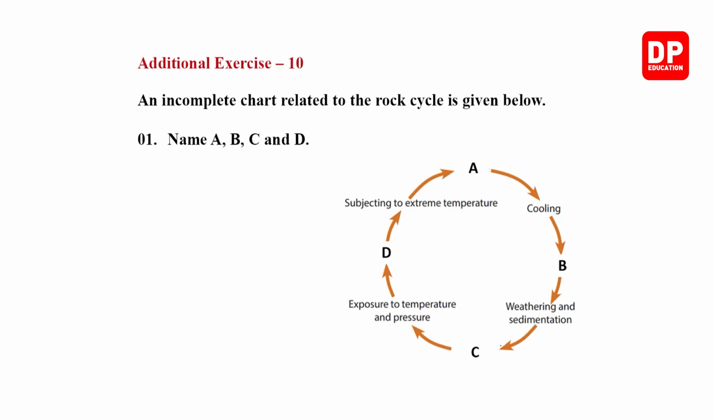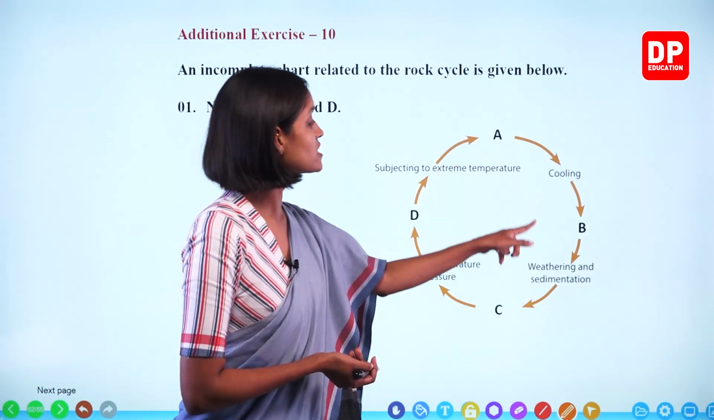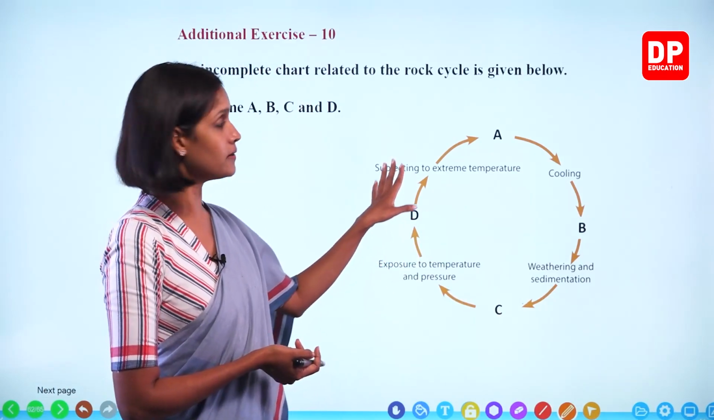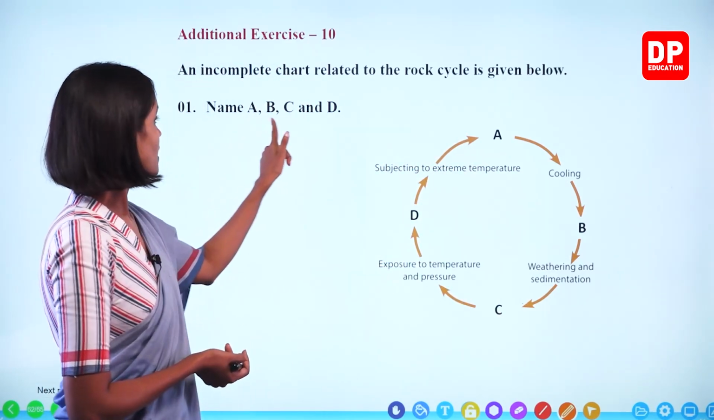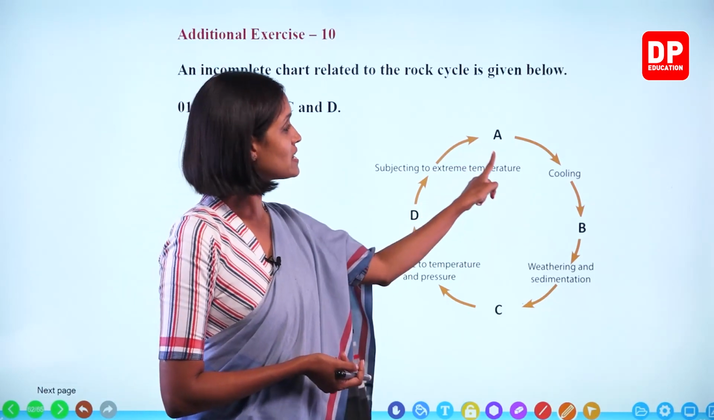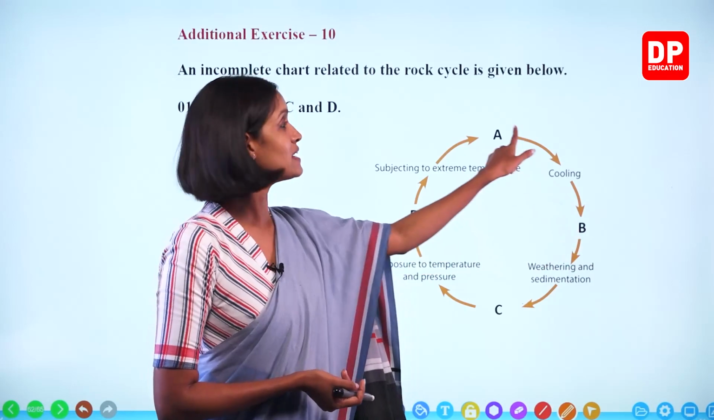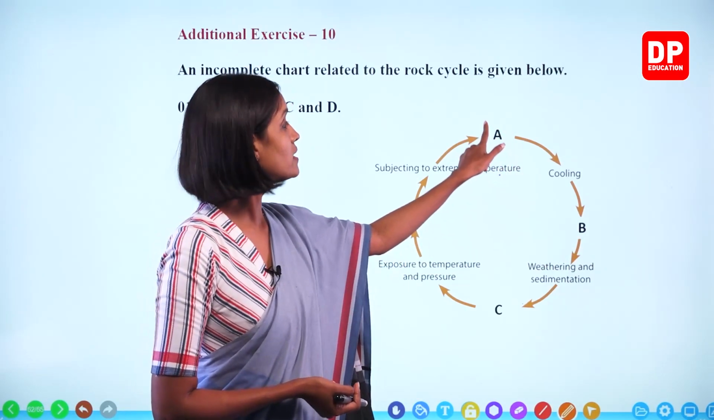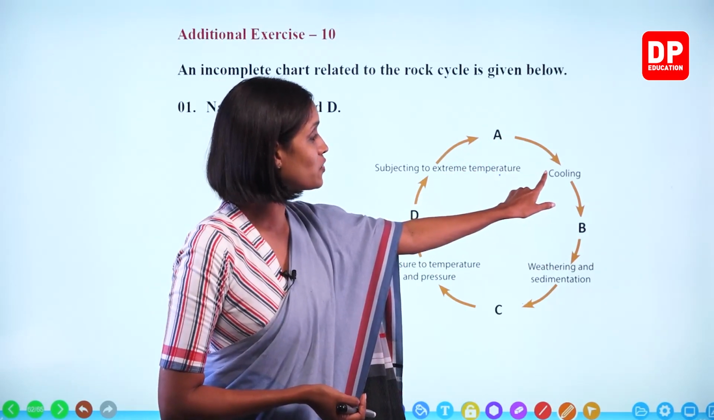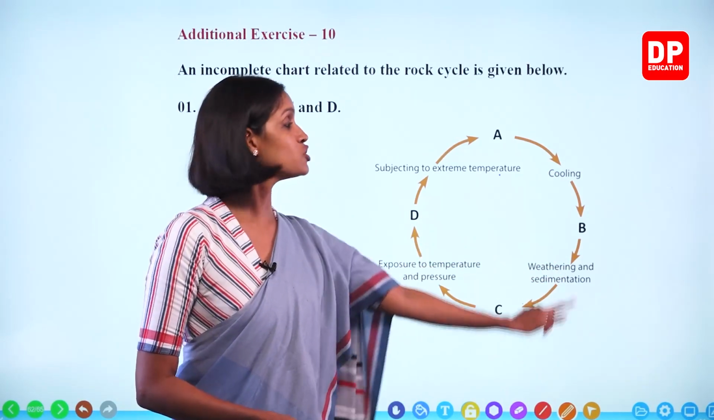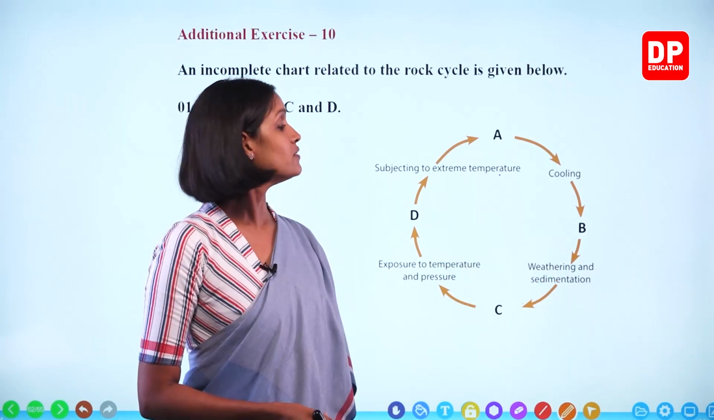Additional exercise 10. An incomplete chart related to the rock cycle is given below. Do you remember we studied this one, children? Now here, A, B, C, D places are there, right? Name A, B, C and D. So what is A? Because of cooling down of A, B is formed. What is this? This is magma, right? Magma cooling down, and due to cooling down of magma, what is formed? Igneous rocks. So B should be igneous rocks, right?